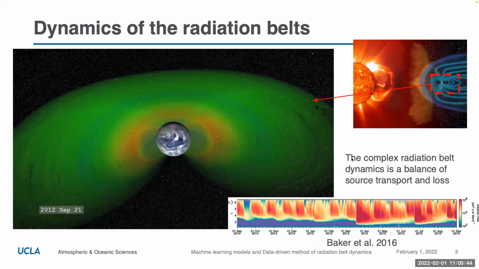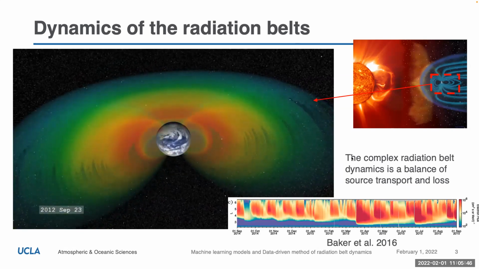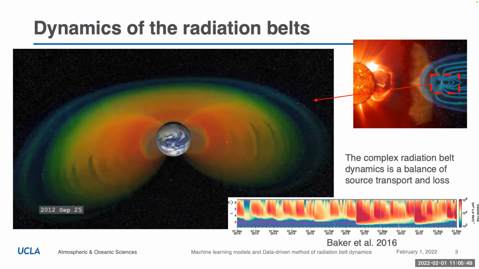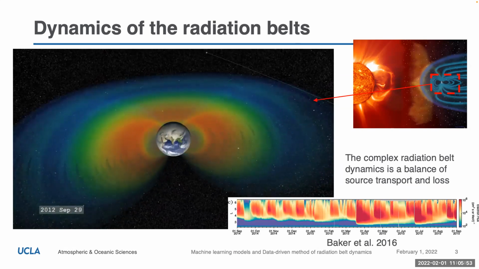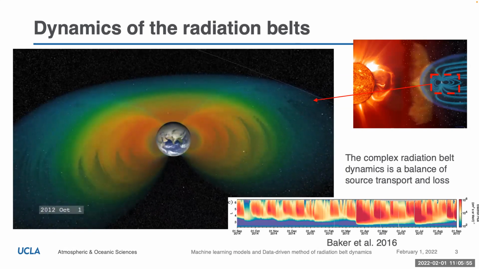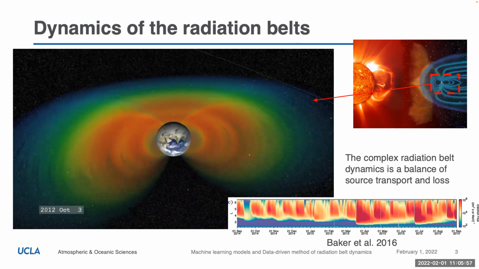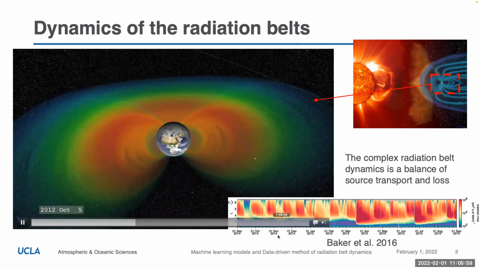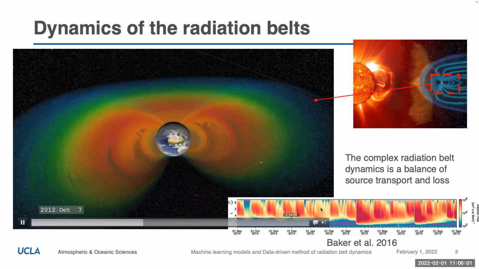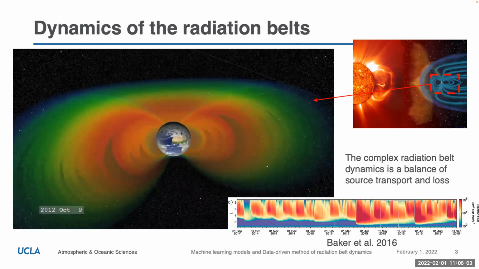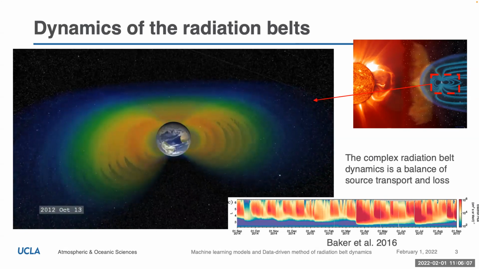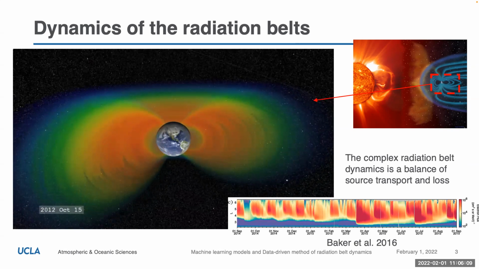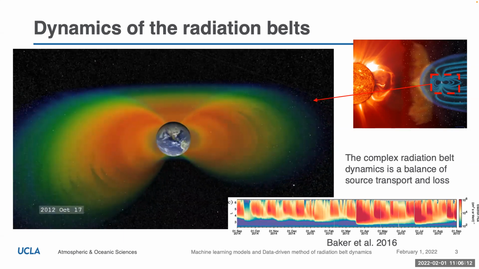So the complex radiation belt dynamics is a delicate balance of various source and transport and loss processes. And it's worth mentioning that energetic electrons in the radiation belt are basically collisionless due to their extremely low density. So one of the most efficient ways of changing their dynamics is through wave-particle interaction.